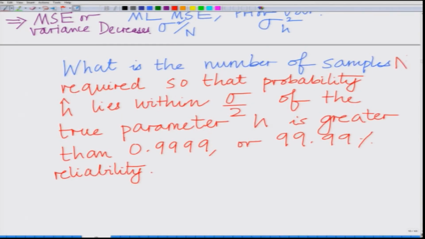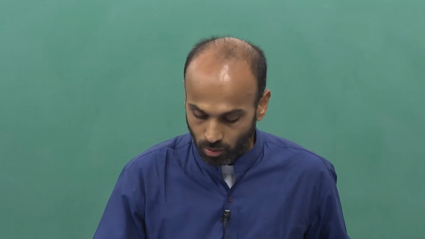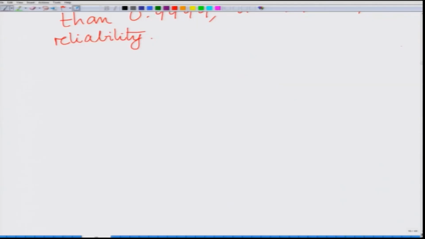Remember, the number of samples is basically the same as your number of observations. What is the number of samples or observations n required so that the probability that the true parameter h lies within a sigma by 2 radius of the estimate h hat, or the estimate h hat lies within a sigma by 2 radius of h, is greater than 0.9999, or basically we can say that we have achieved 99.99% reliability. Okay.